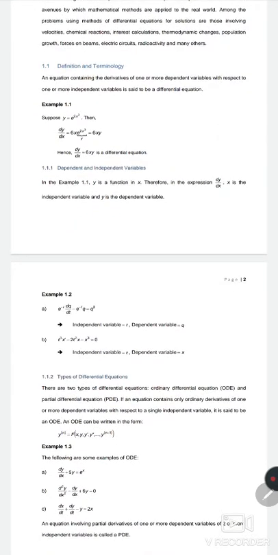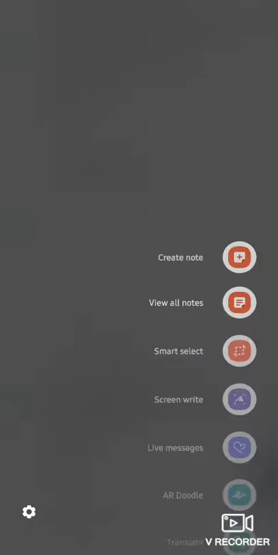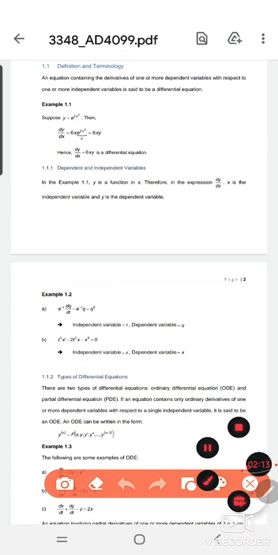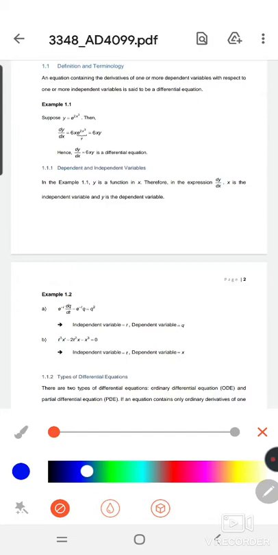Next, definition and terminology. An equation containing the derivative of one or more dependent variables with respect to one or more independent variables is said to be a differential equation. So a differential equation is an equation containing derivatives of one or more dependent variables with respect to one or more independent variables.